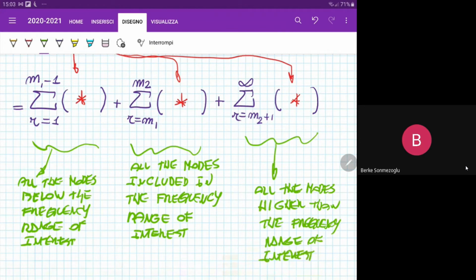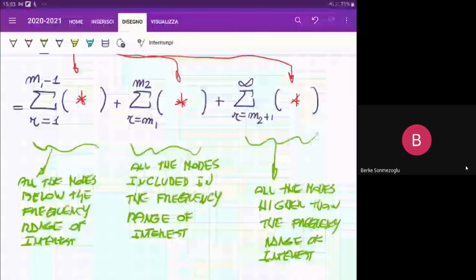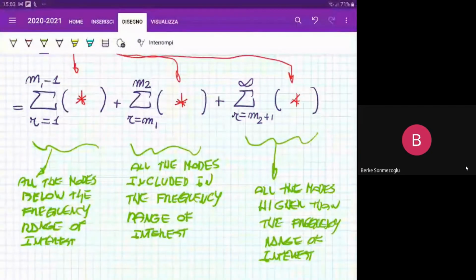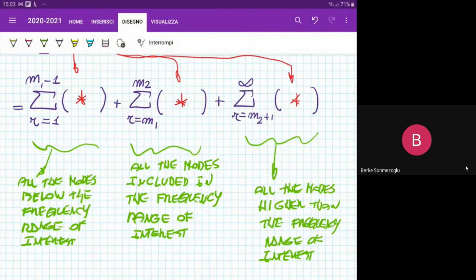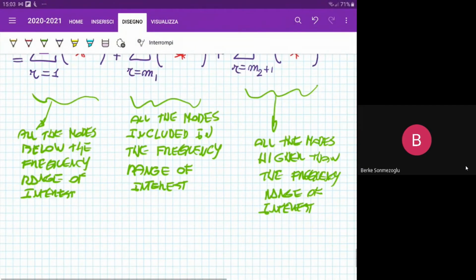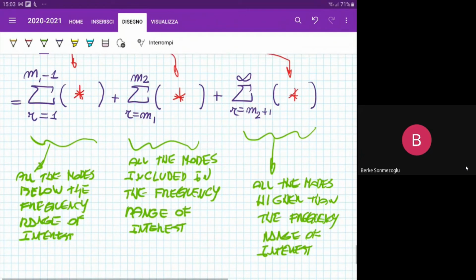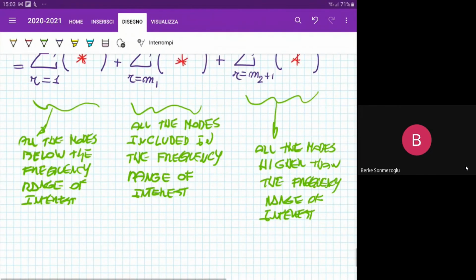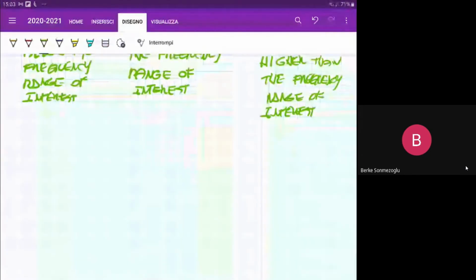And of course, the summation could be, especially the first one that includes all the modes below the frequency range of interest, maybe an empty set, I don't know. However, we have to include all of these things. So if you want, we can have a representation of this triple summation with this plot.